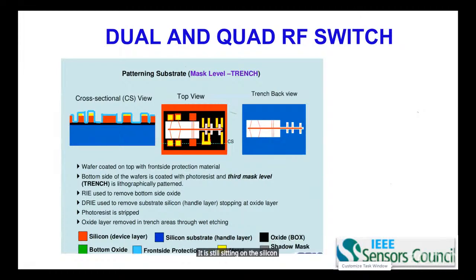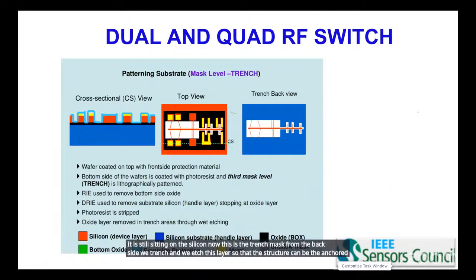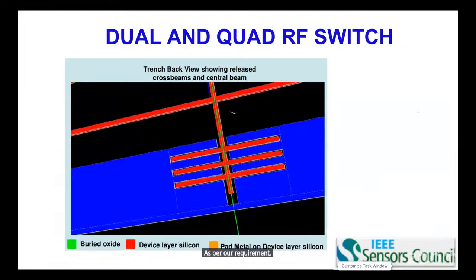Now this is the trench mask. From the backside, we trench and we etch these layers so that the anchored structure can move upward and downward in a comfortable way. So look at the trench mask structure also. The pattern is similar, as per our requirement. So finally, this is our structure after releasing.